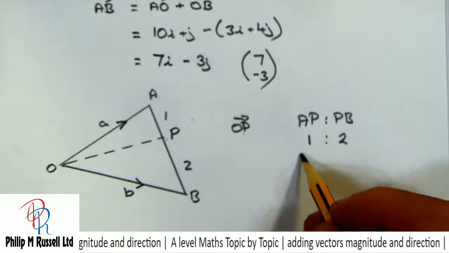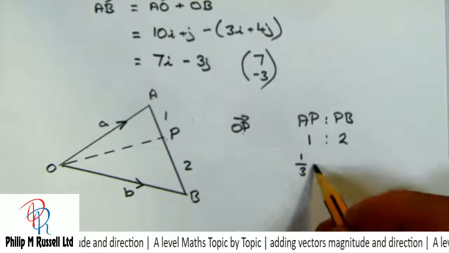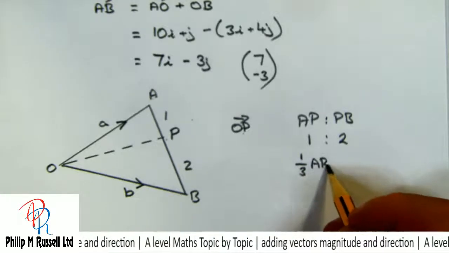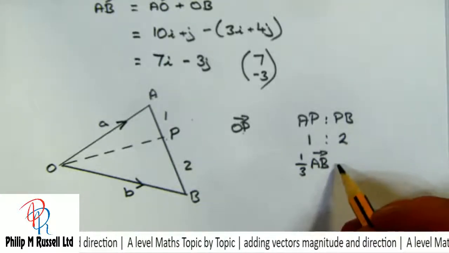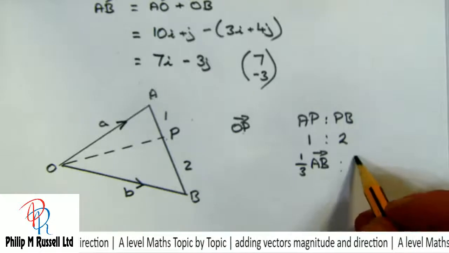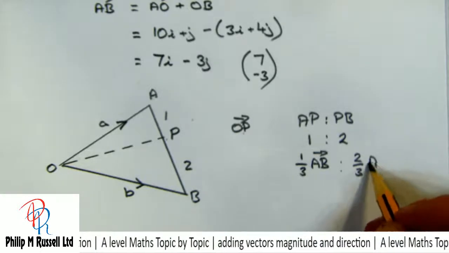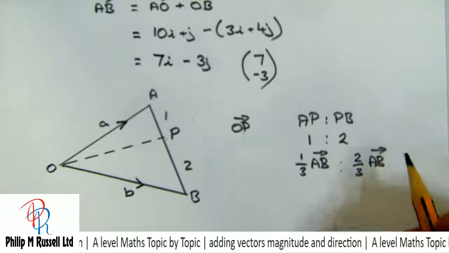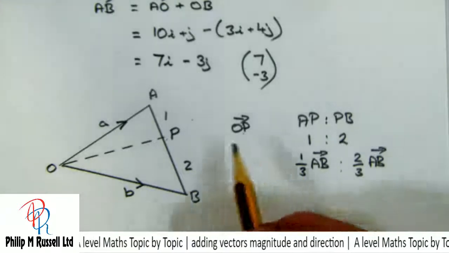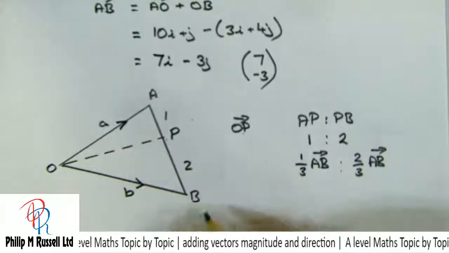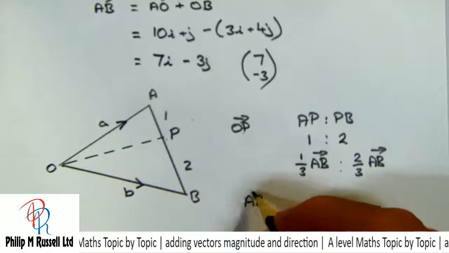So I know that AP is going to be 1/3 of the vector AB, and I know that PB is going to be 2/3 of vector AB. Can we work out what AB is going to be? Yeah, quite easily. I can work out what AB is.